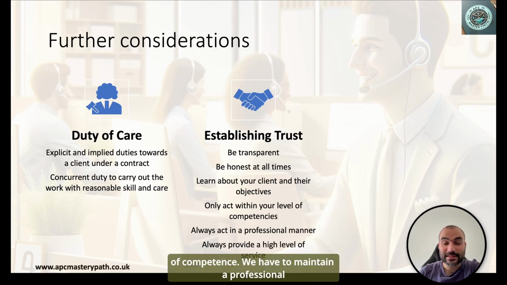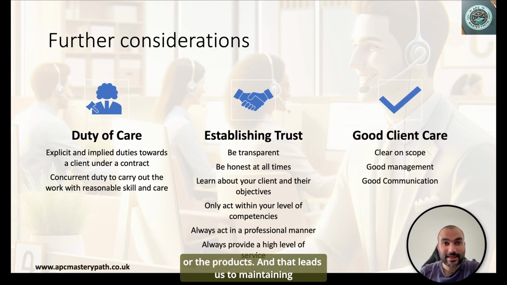We have to maintain a professional tone whenever we meet the client or liaise with the client, and we have to be professional in the emails and all of the means of communication that we use when dealing with clients. And we also have to do our best and practice due diligence in order to provide the highest level possible of the service or the products. And that leads us to maintaining good client care.